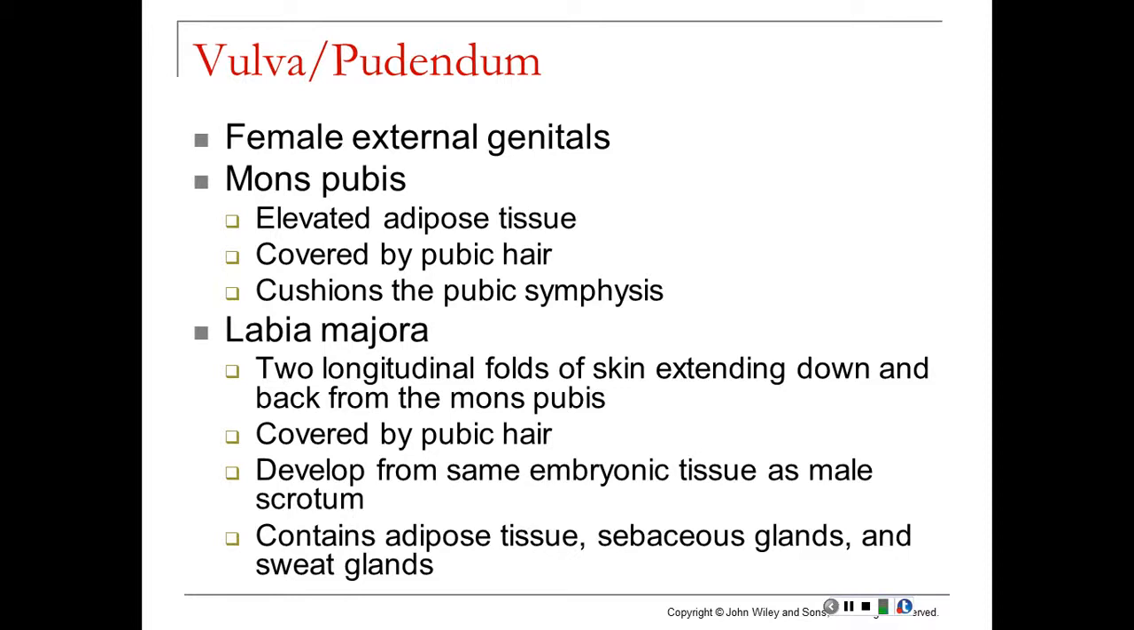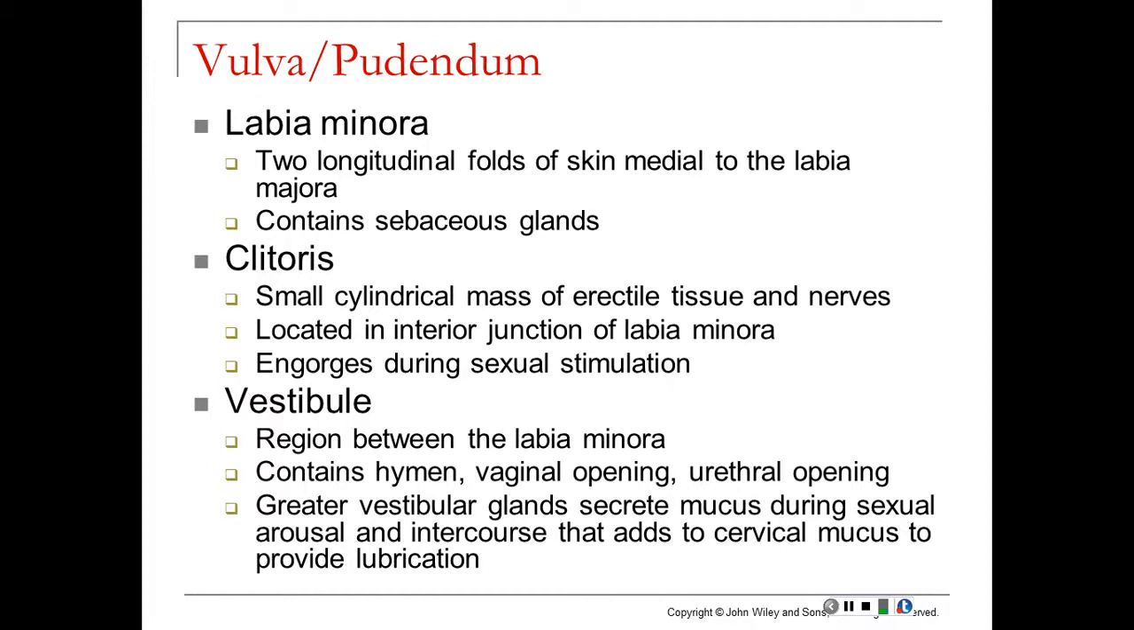You also have the labia majora. This is two folds of skin extending down and back from the mons pubis, again covered in pubic hair. They develop from the same embryonic tissue as the scrotum of the male. There's fatty adipose tissue. There's also sebaceous glands and sweat glands in this area as well. Then you have the labia minora containing sebaceous glands. These are two longitudinal folds medial to the labia majora.